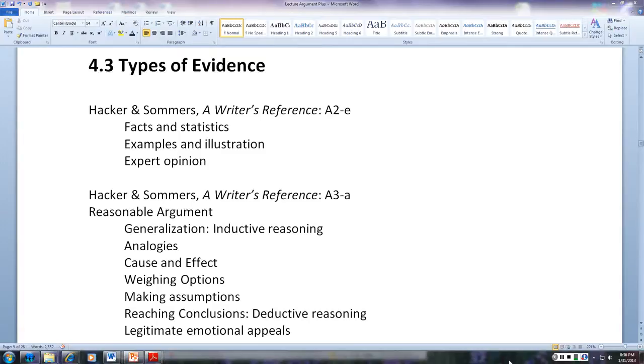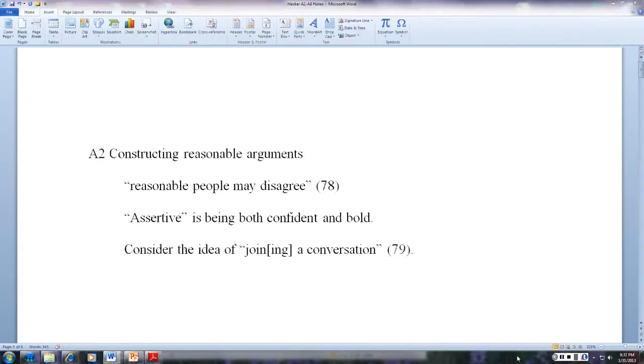I want to talk to you about some particular things, and then I've also provided notes so that you can go back and look at these in a little bit more detail. When Hacker and Summers discuss constructing reasonable arguments, they mention the fact that reasonable people may disagree. We don't have to be agreeable with everyone all the time. We are assertive when we are arguing for a position. That means that we are confident and bold, but that is not the same as aggressive. And finally, they talk in terms of joining a conversation.